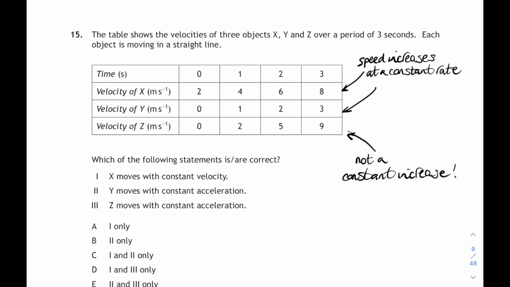So which of the following statements is or are correct? X moves with a constant velocity? No, it doesn't. It's accelerating. Y moves with a constant acceleration? Yes, it does. And Z moves with a constant acceleration? No, it doesn't. So it's 2 only. And 2 only corresponds to answer B, 15B.